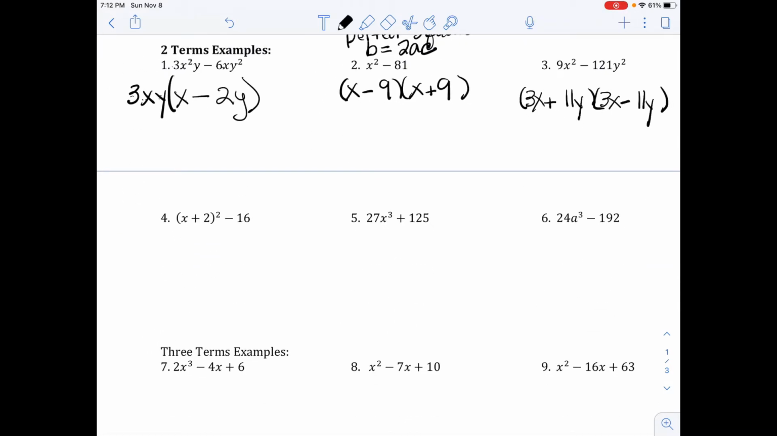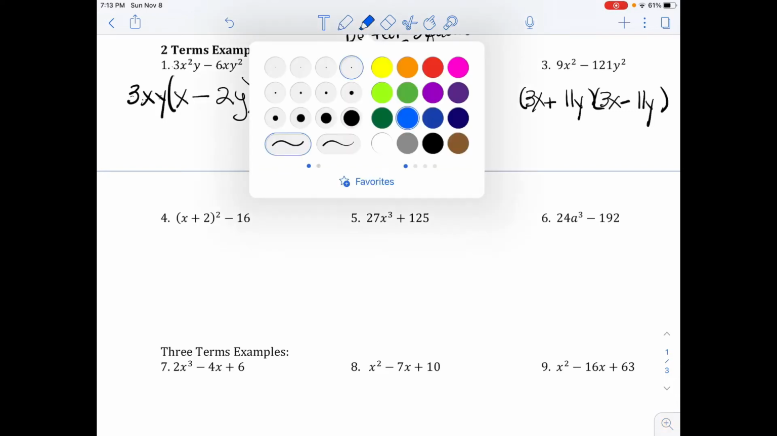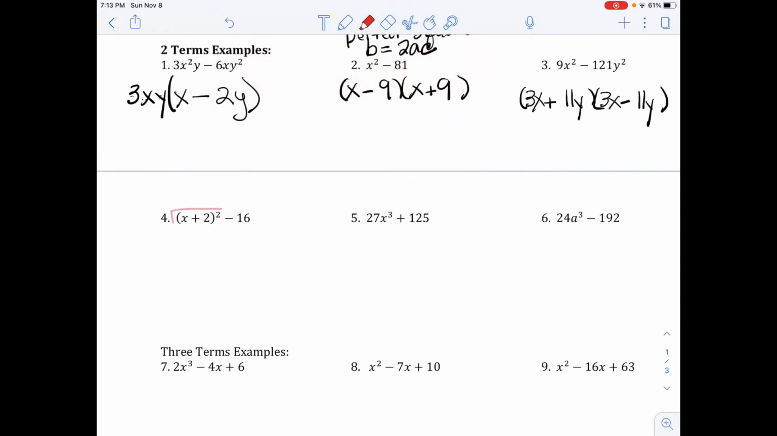All right, number 4. The first thing I know you want to do is x plus 2 squared, and you want to multiply that out. But I want you to think of it differently. I want you to think of this as a squared, and this as b squared. This is a different way of thinking about the difference of perfect squares, because x plus 2 quantity squared is a square and 16 is a square.